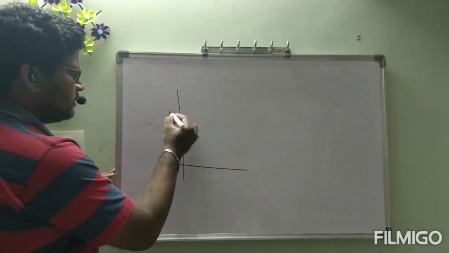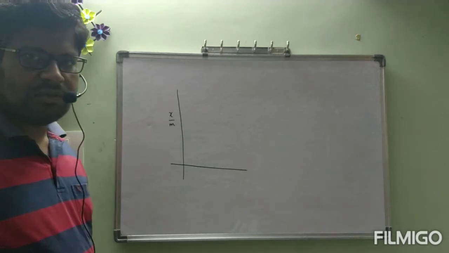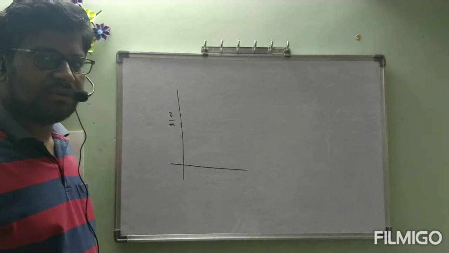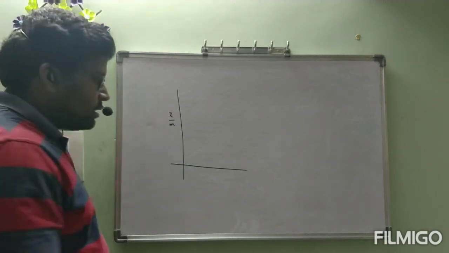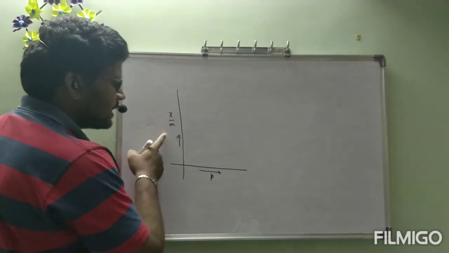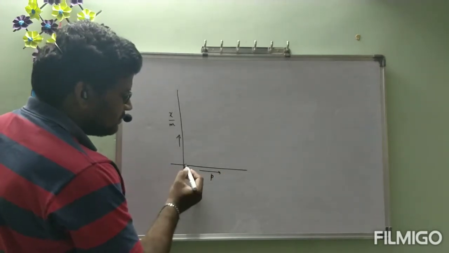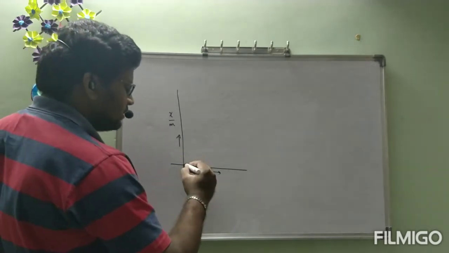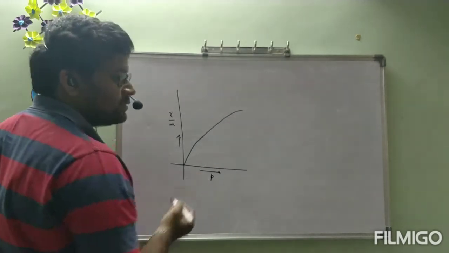On the y-axis we have taken x by m. What is meant by x by m? The amount of gas adsorbed on unit mass of adsorbent, that is x by m. On the x-axis we have taken pressure. So the variables here are x by m and pressure. Temperature is constant. Now at a particular low pressure, x by m is also low. When pressure is increased, the amount of gas adsorbed onto that adsorbent also increases.